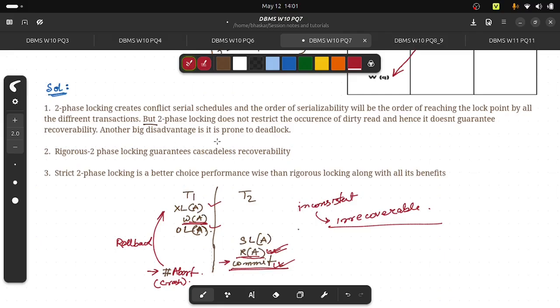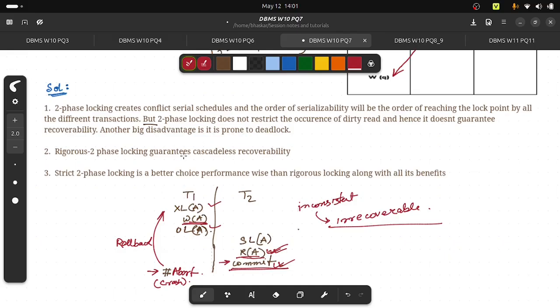Another big disadvantage is that it is prone to deadlock. Any locking principle, like the two-phase locking principle, has a chance of deadlock, and most locking will get into deadlock. To prevent deadlock, we follow other protocols like the timestamp ordering protocol or some other protocols, right? So deadlock is another issue. So these are the concepts related to two-phase locking.